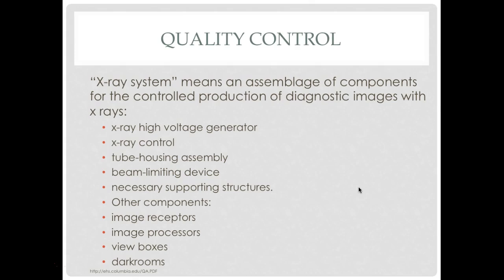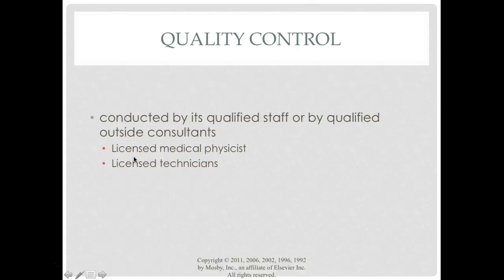So the X-ray system components, so you have your high voltage generator, you have your X-ray control panel, you have your tube housing and assembly, your beam limiting device, which is also your collimators. You can use cones or whatever. Necessary support structures. So other components are imaging receptors, image processors, view boxes, and dark rooms. And we're going to cover all of these components next semester.